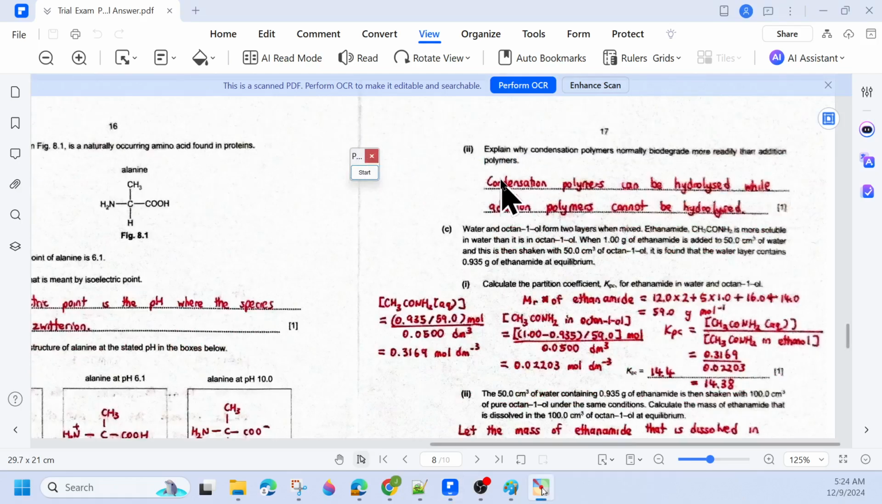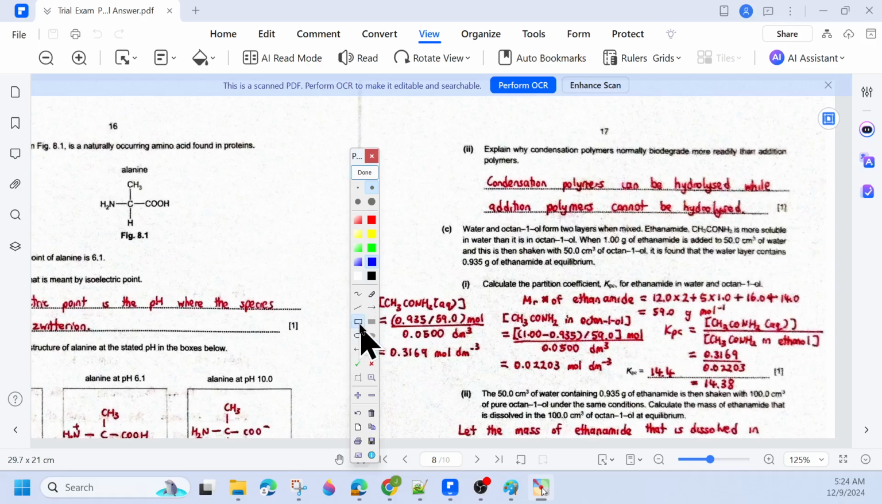Now, next question. Explain why condensation polymer can normally biodegrade more easily. Condensation polymer can be, first the keyword right there, hydrolyzed. Hydrolyzed means that it reacts with water. How come condensation polymers can react with water? Please do not forget that condensation polymers have either ester or amide group inside there. Both of those groups can be hydrolyzed or react with water.